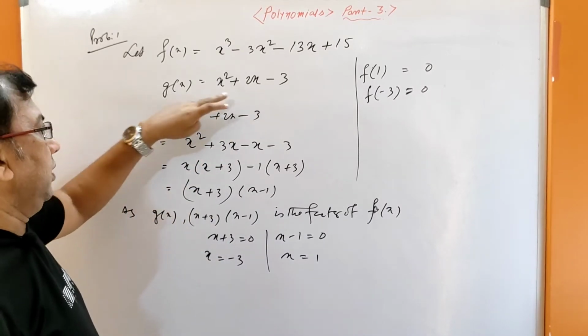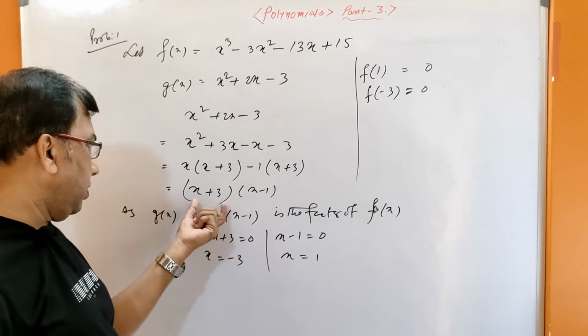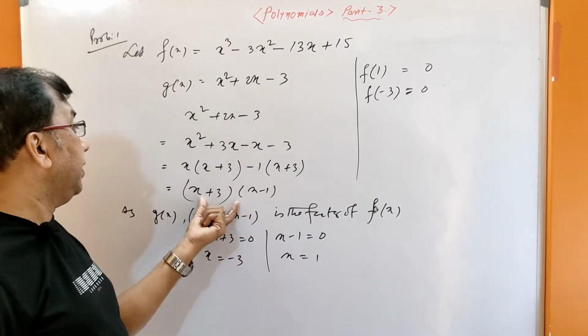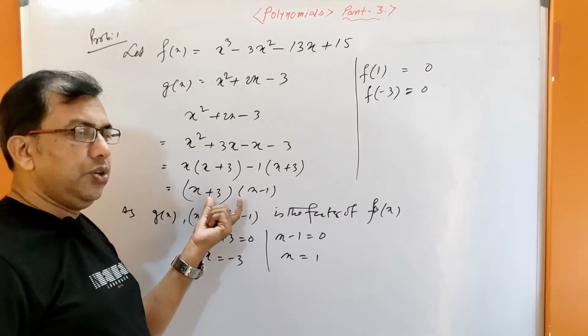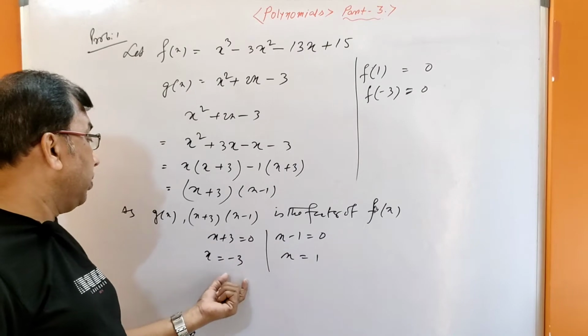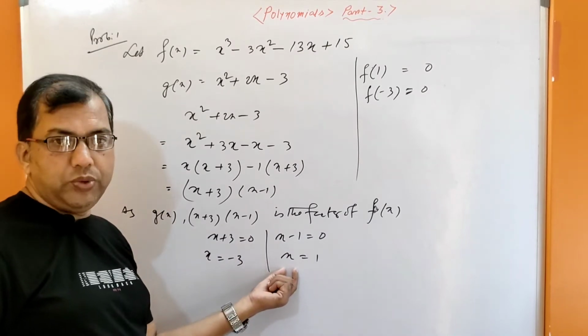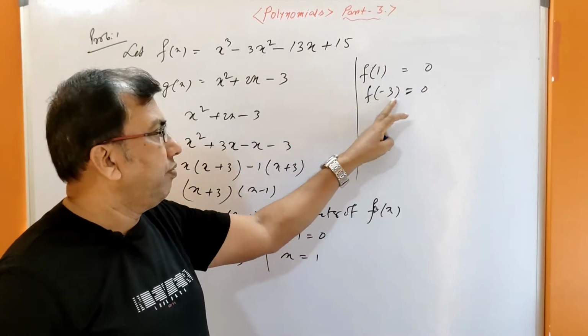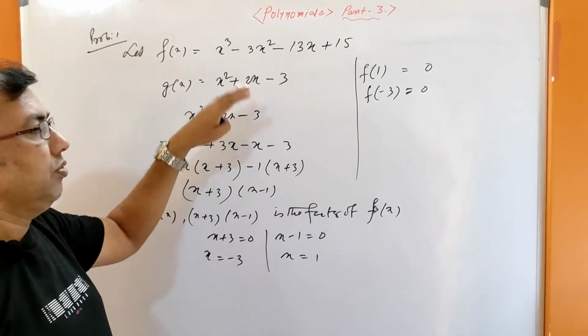This is g(x). Factorize it by middle term: (x plus 3)(x minus 1). That means this is a factor, so this equals 0 and this equals 0. So x equals minus 3 again, here x equals 1. If you put it in f, if f(1) is 0 and f(minus 3) is 0, then it is a factor of this without actual division.